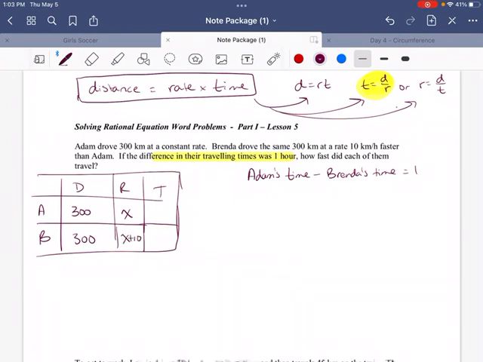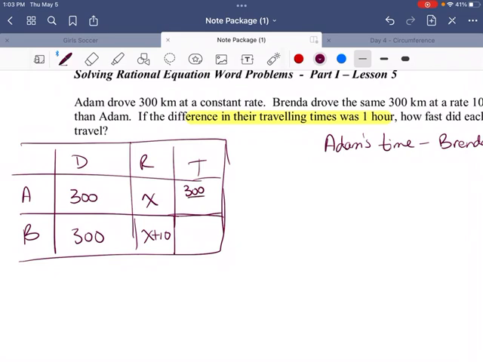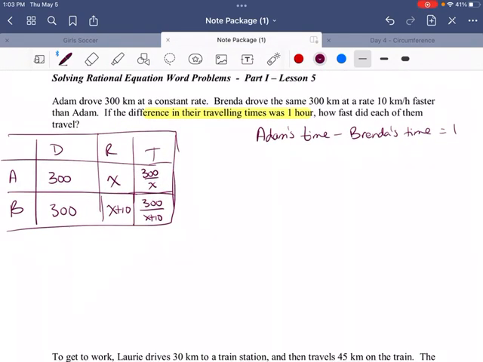Now the time part here, we don't know what the actual time is, but we can come up with an expression. So they're going to take the distance, which is up here, and divide it by the rate. In Adam's case, we get 300 divided by x. In Brenda's case, we get 300 divided by x plus 10. Adam's time is the slower time, so we take Adam's time, 300 over x, and subtract Brenda's time, 300 over x plus 10, and that's going to equal 1.